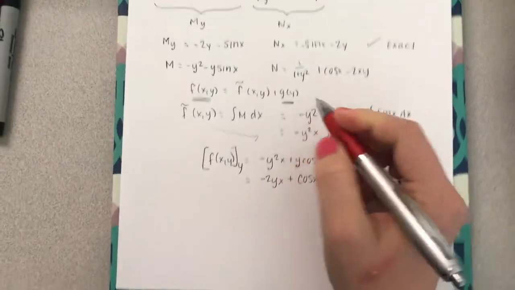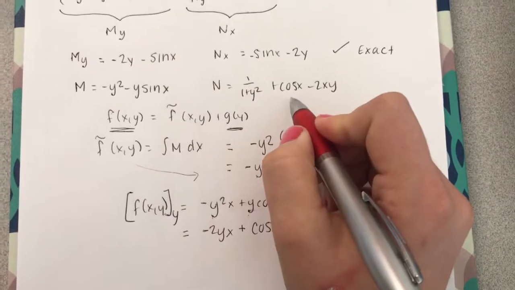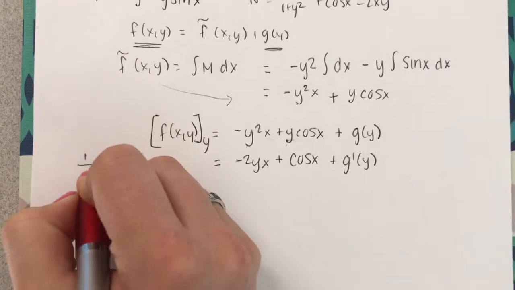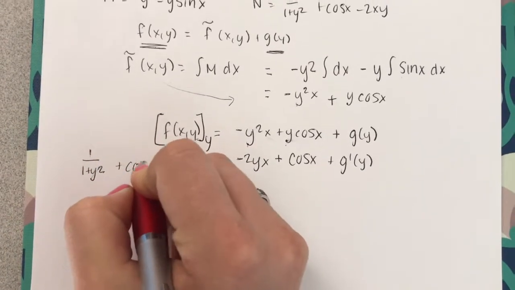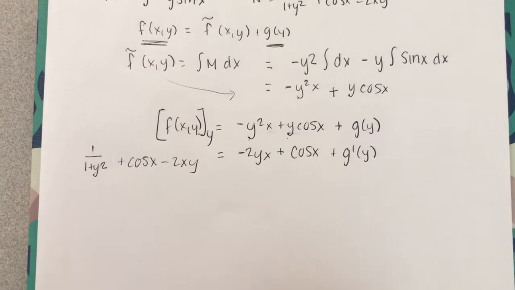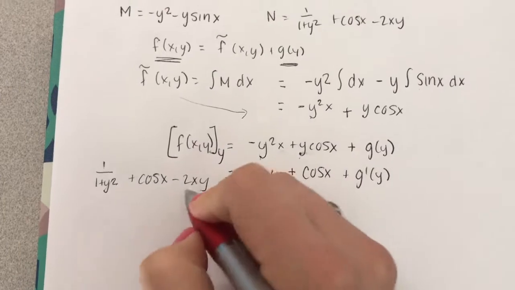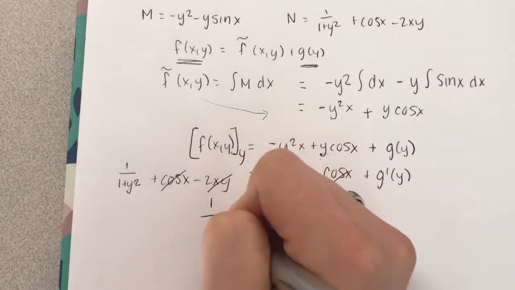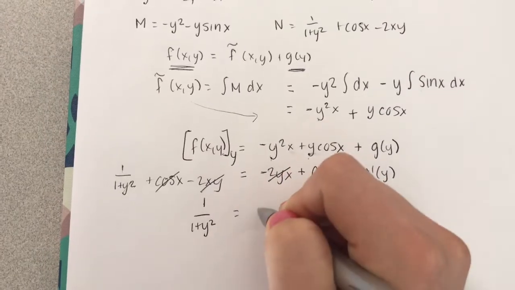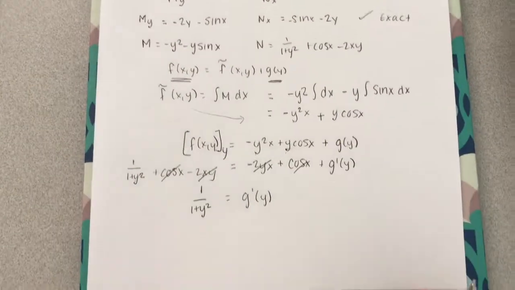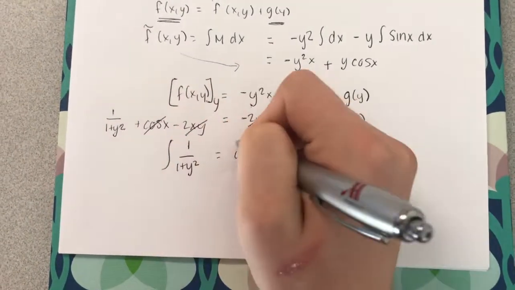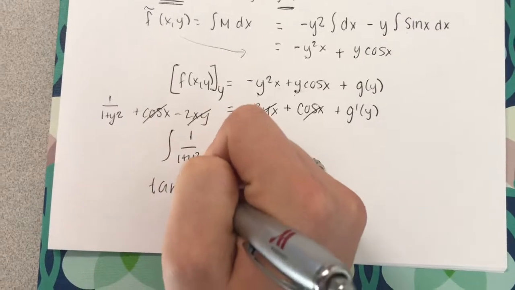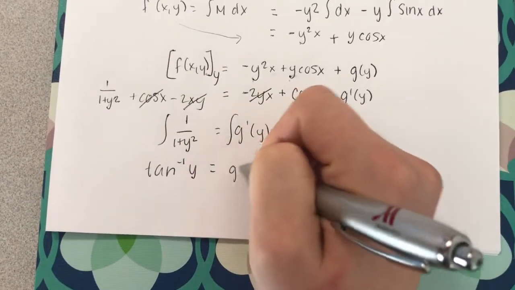Now I'm going to set this equal to my N, which we found to be 1 over 1 plus y squared plus cosine x minus 2xy. From here, I'm going to simplify both sides of these equations. I see that these two terms will cancel when I add one to the other side, and when I subtract one of my cosines, those will cancel. So I'm left with 1 over 1 plus y squared equals g prime of y. From here, I'm going to take the integral of both sides. The integral of the left side is one of the integral formulas, so I get the inverse tangent of y, and the integral of g prime of y is g of y.